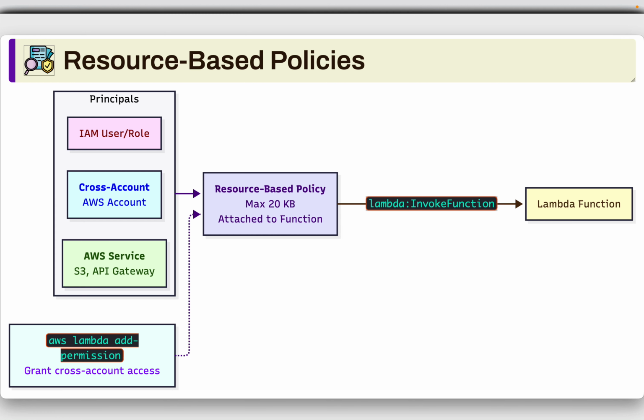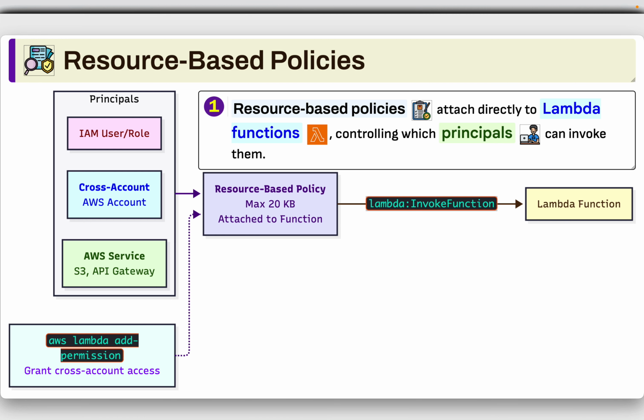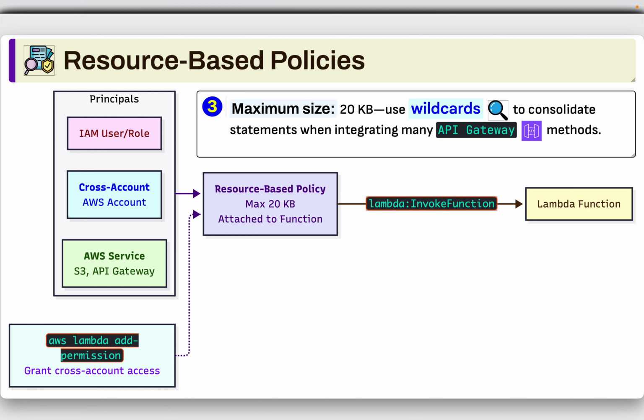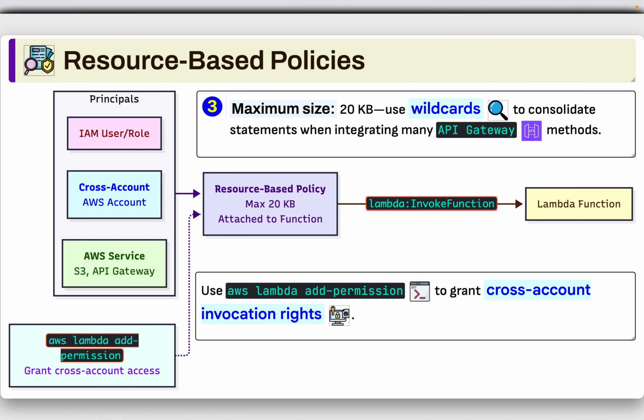Next is the resource-based policies. Resource-based policies attach directly to Lambda functions, and this controls which principals can invoke them. These policies enable cross-account access and AWS service invocations. Maximum size is 20 kilobytes, so use wildcards to consolidate statements when integrating many API Gateway methods. Use the AWS Lambda add-permission command to grant cross-account invocation rights.